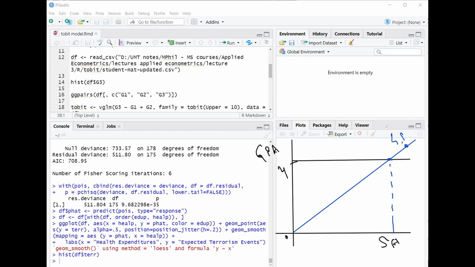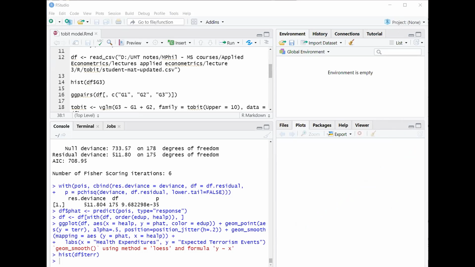So your data is actually truncated. The y value does not go beyond this limit. In such cases, we estimate the Tobit model, or we go toward a subsample.